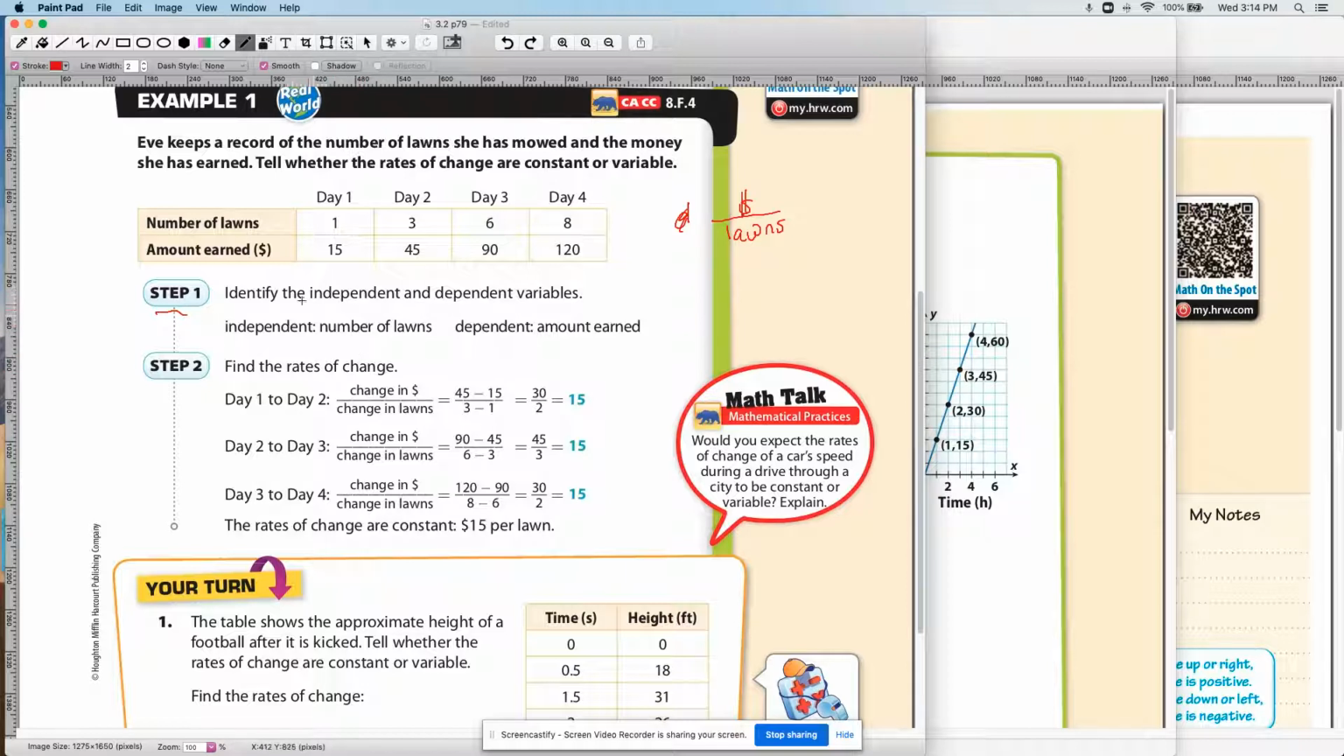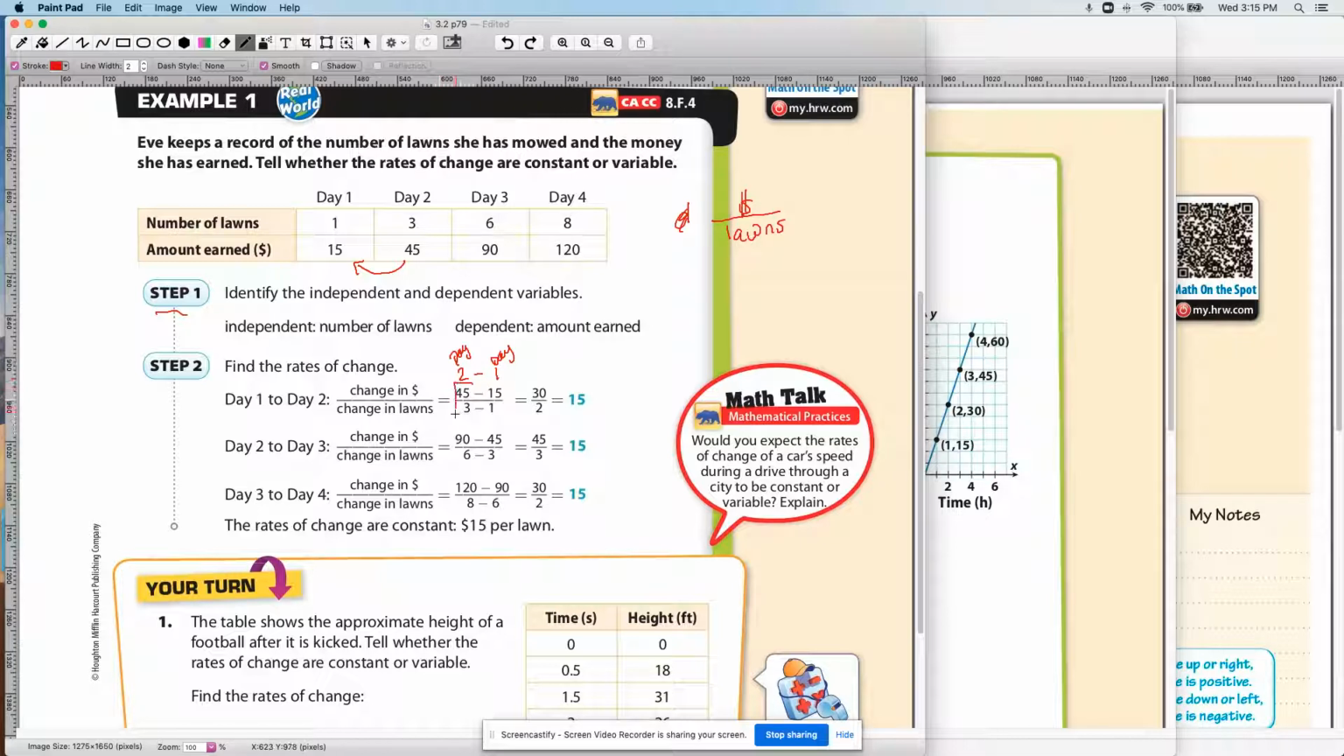Next, you're going to find the rates of change. So we're going to start comparing. They're going to compare day 1 to day 2, but we're really looking at it backwards. We're going to look at it this way. So we're taking day 2, and we're subtracting day 1. Day 2, day 1.